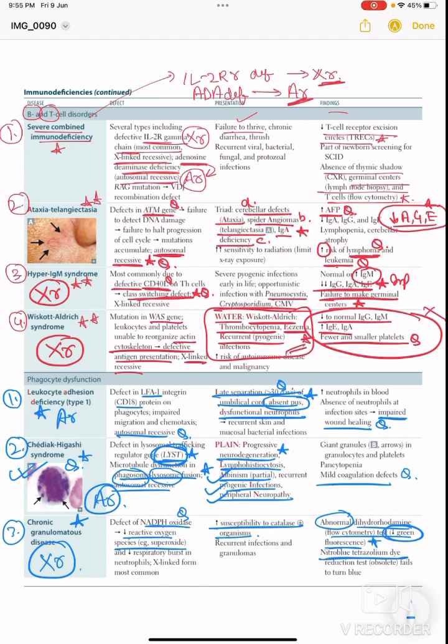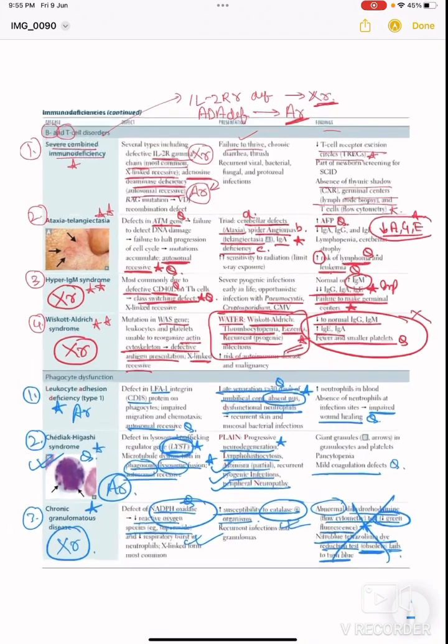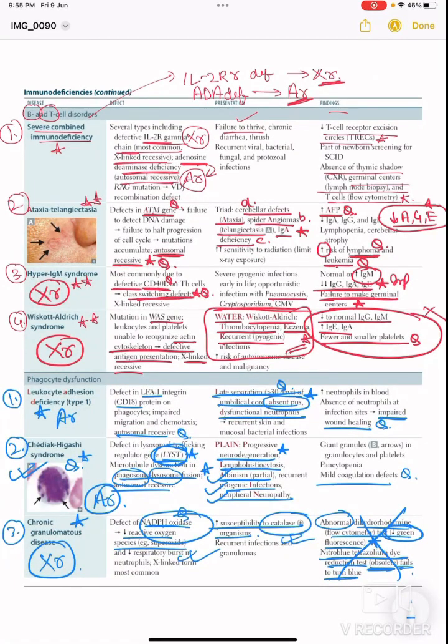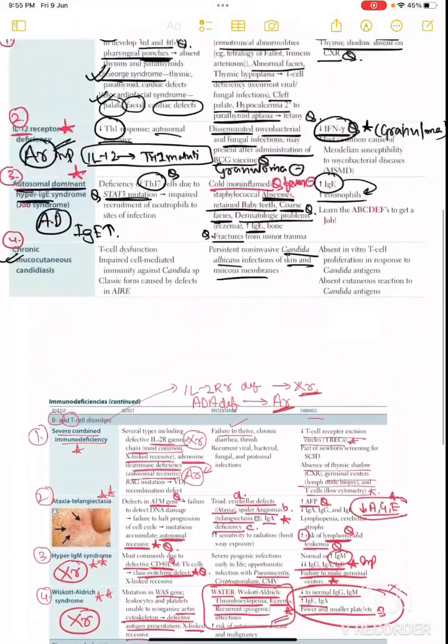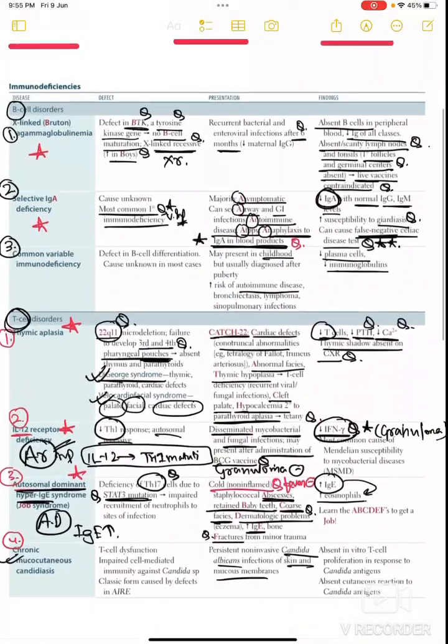And also the nitroblue tetrazolium dye reaction test is used. Also it is obsolete, it fails to turn blue. These things are not that important. Only the enzyme part is important, and susceptibility to catalase positive organisms is important. So that's it, guys. I have told you everything important about immunodeficiency disorders from First Aid, and this is everything that you need to know.